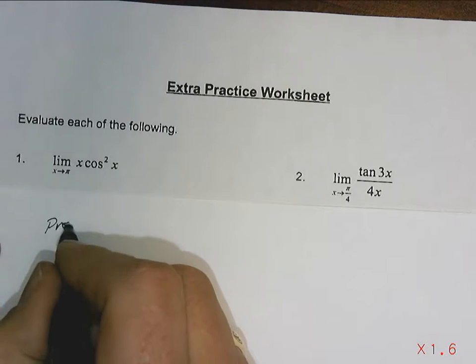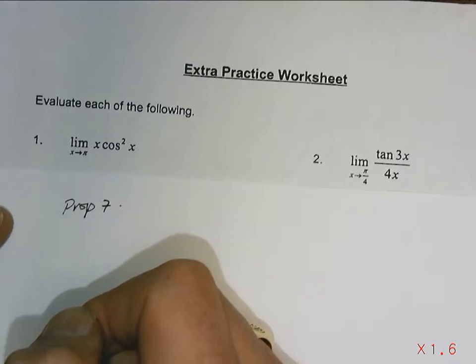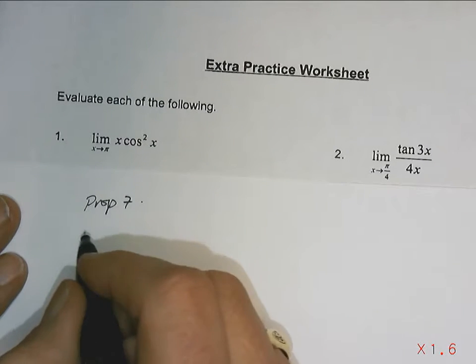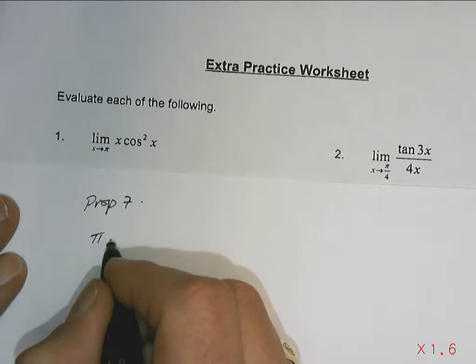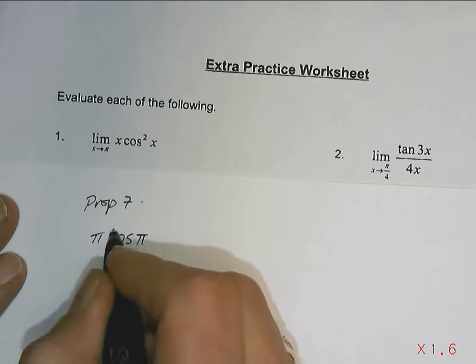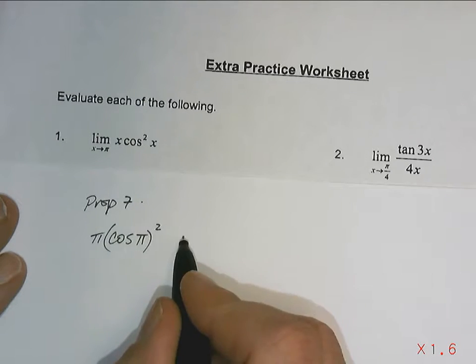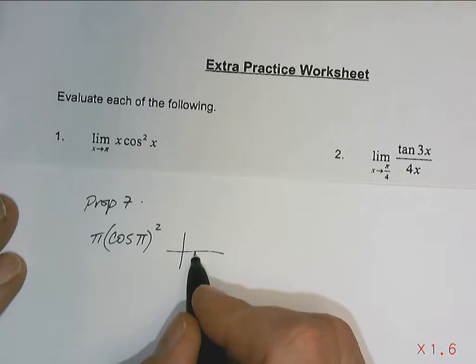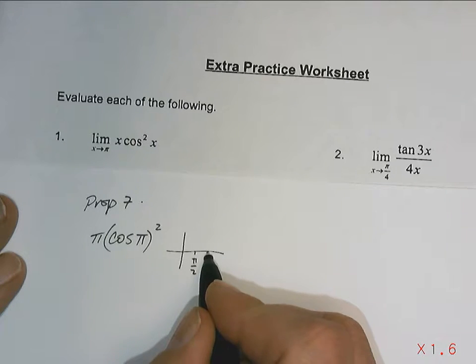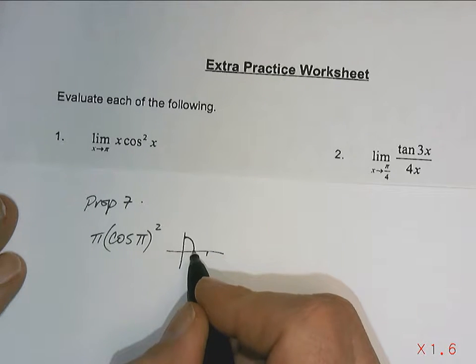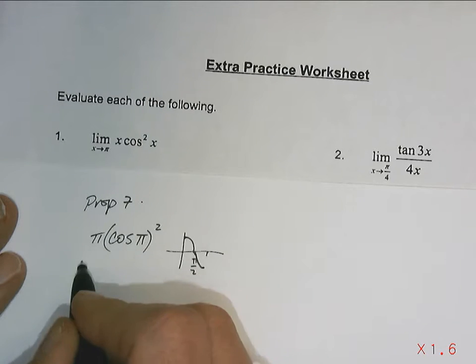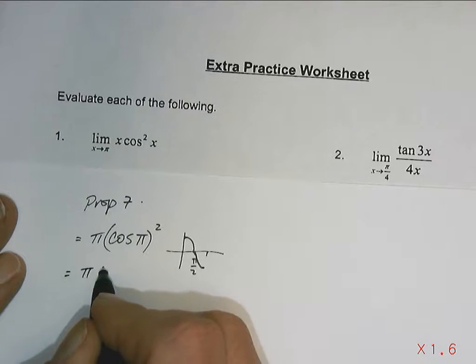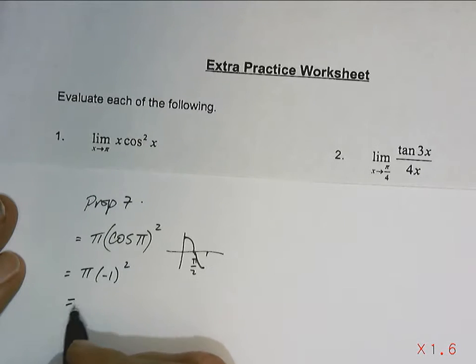I'm going to start off by trying property number 7. Property number 7 is simply plug it in and see what happens. So I'm going to get pi times cos pi squared. Cos of pi, let's see if I can remember. Cos starts here, goes here, so it's going to be -1. So it's going to be pi times (-1) squared, which equals pi.